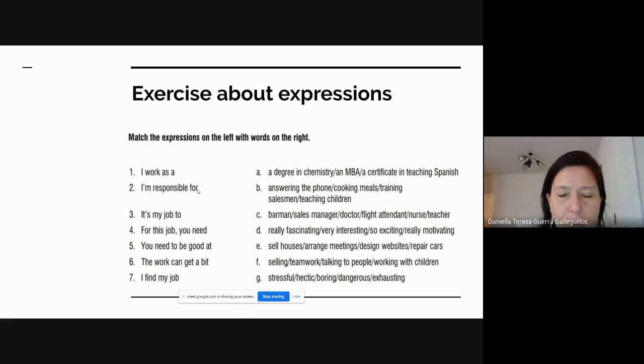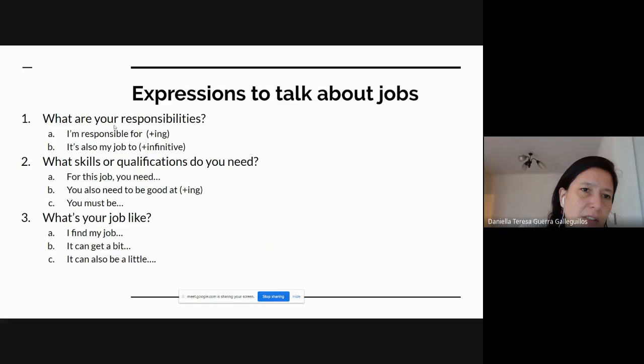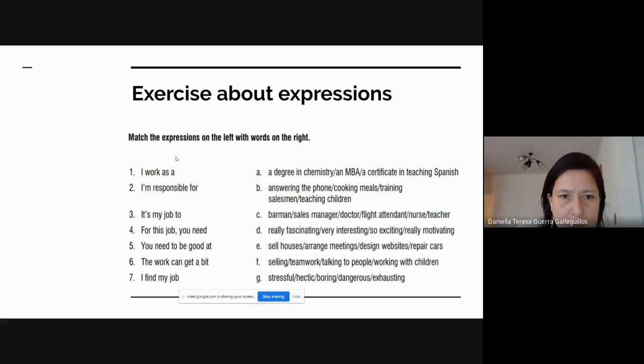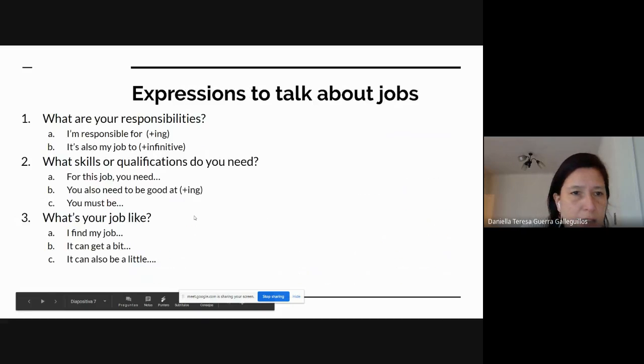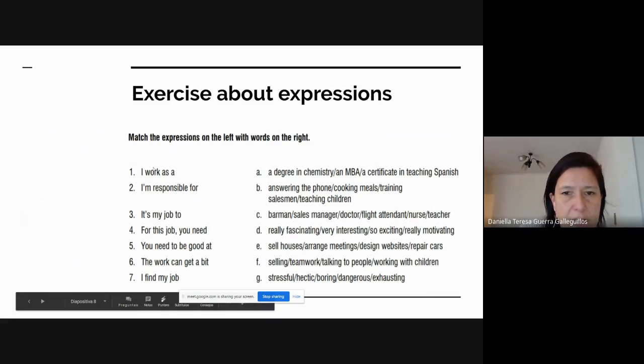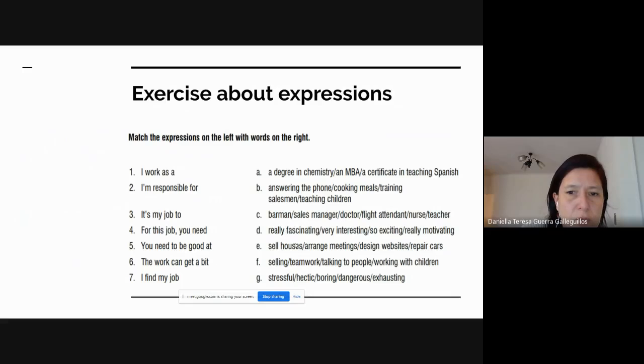I'm responsible for, in the previous slide, we learned that I'm responsible for goes with a verb with ing. So I'm responsible for, and we look for ing. Answering the phone, cooking meals, training salesmen, teaching children. You see? Okay, so I'm responsible for A. It's my job to goes with infinitive. It's my job to sell houses, arrange meetings, design websites, repair cars. So it is letter E.